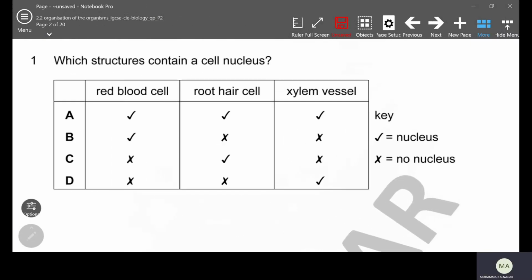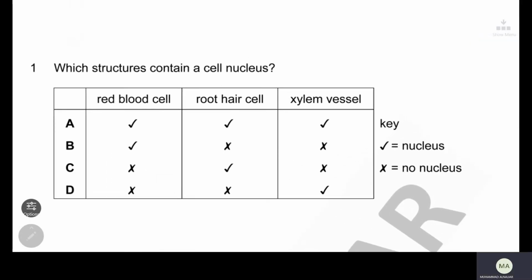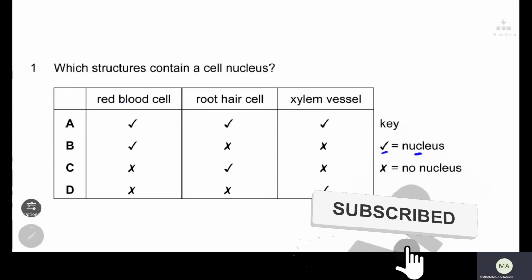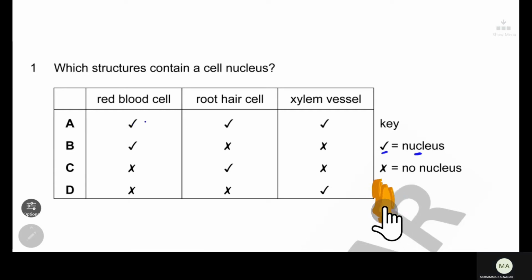Question number 1. Which structures contain a cell nucleus? Here we have 4 options, A, B, C, D, and 3 choices: red blood cell, root hair cell, xylem vessel. The key is, if there is a tick, it means the nucleus is present, and a cross means no nucleus. So here, the red blood cell does contain a nucleus. Okay, I'm going to give you just 5 seconds to think about it, then we will illustrate the correct answer.